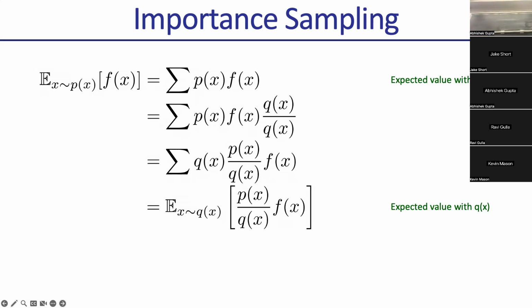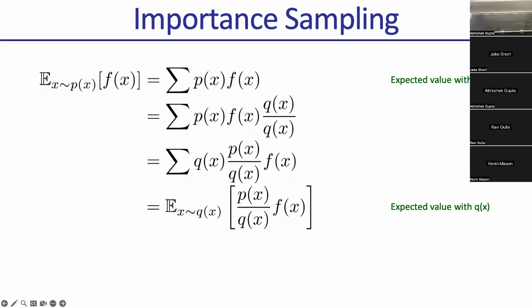And now, noting what the definition of the expectation is, what is the expectation of x from P of F? It's just the sum of P times F, right? So this thing is just the expectation under Q. You can think of this thing as the probability, and this is the thing inside the brackets.